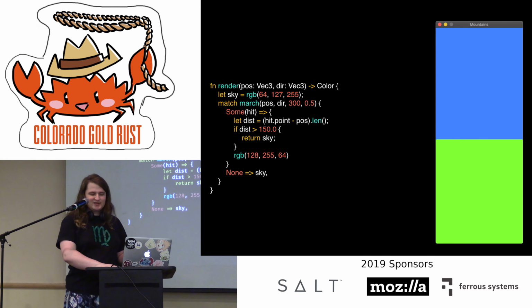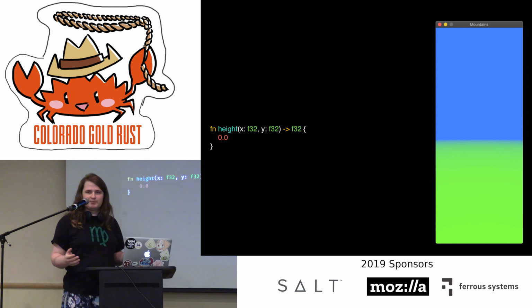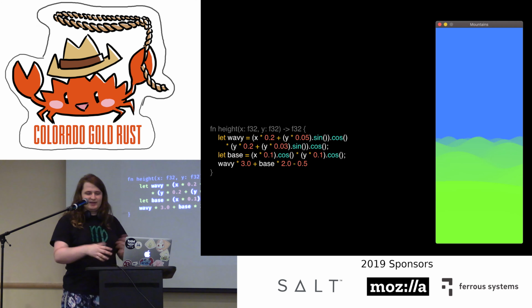But we do it this way because this is a really nice setup to start adding more things to it. So for instance, we've got the distance, so now we can use that to blend between colors, and now we've got fog as we go into the distance. Or maybe we jump over to our height function, and we change our formula. Multiplying some sines and cosines together gives you a bunch of nice bumps, and as you just add things together and play around with that formula, you get more interesting patterns.